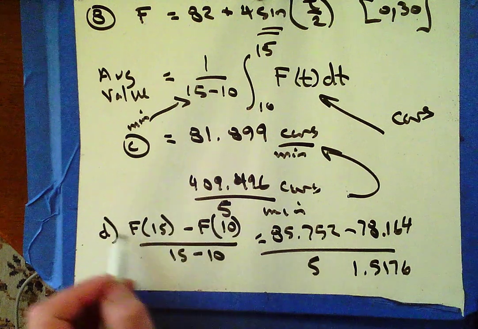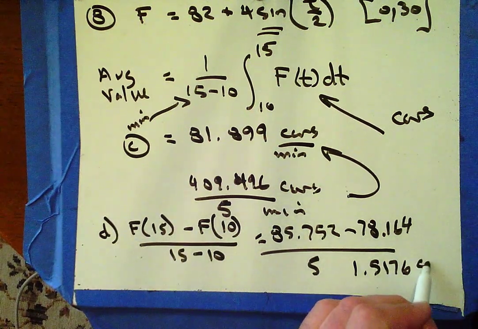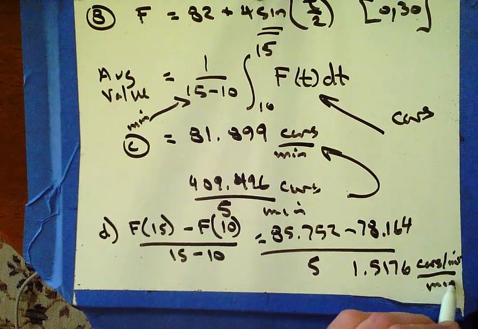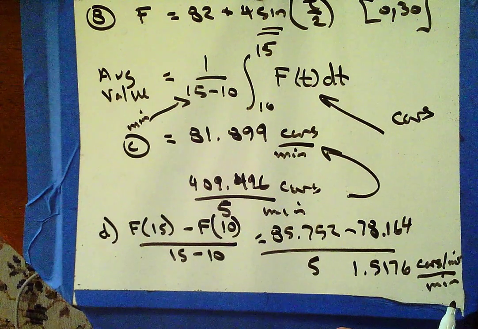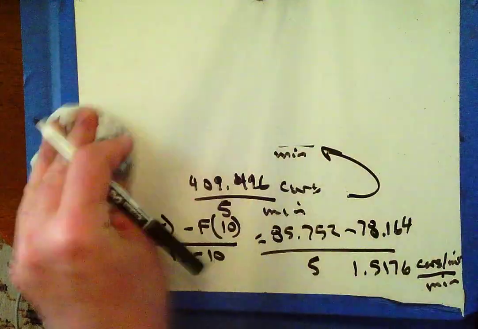Big F here is cars per minute, and these are minutes. So these are cars per minute on top and minutes on the bottom. Cars per minute, or cars per minute squared. Okay, there's problem number 8. Let's take a look at problem number 9.